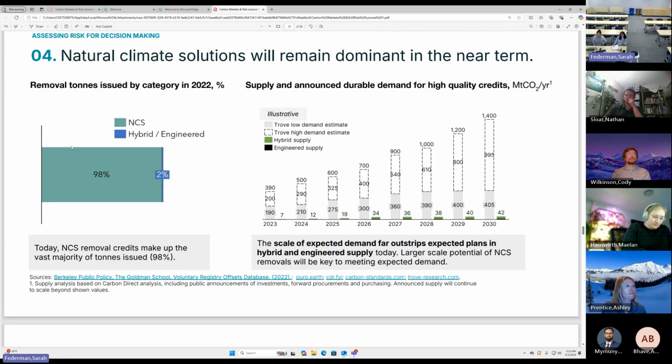The other thing, I think we've spoken about this a little bit, but today natural climate solutions or nature-based solutions are making up about 98% of the market, with hybrid and engineered making up 2%. We think that is going to change with the IRA as it stands, and other regulation coming online in the EU, as well as guidance like SBTi. But nature-based solutions are going to remain dominant in the near term because that's what's available and that's what we can do reliably at scale today. So that's what we're going to be focusing on.